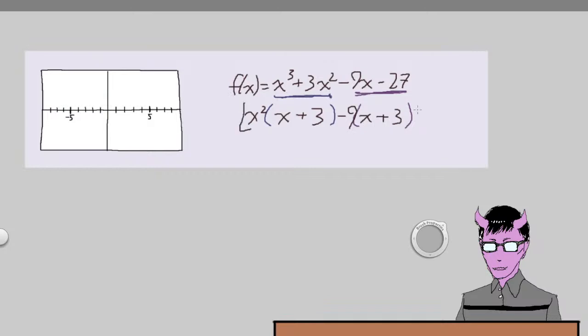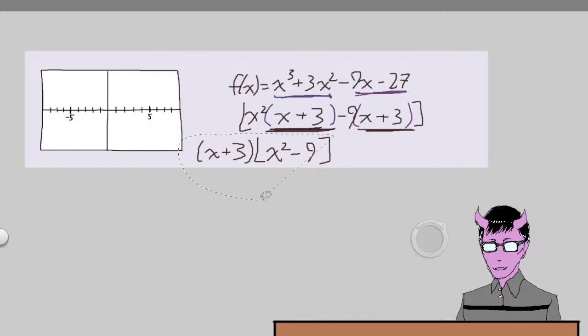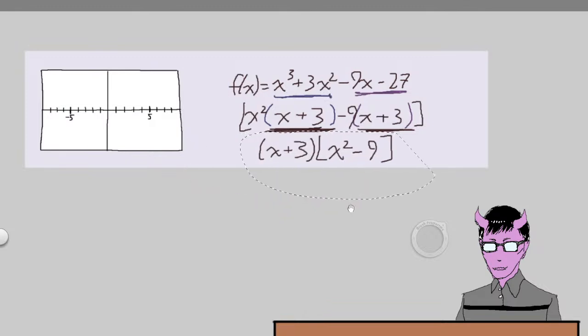We can slap on the old brackets and then factor out from term number 1 x minus 3, and from term number 2 also x minus 3. I mean plus 3. What am I saying? So that's currently what f of x is looking like. Take a quick survey. This is x plus 3. This is fully factored. This is a difference of two squares, a familiar face. So therefore, we need to factor that one as well.